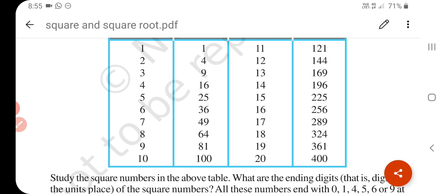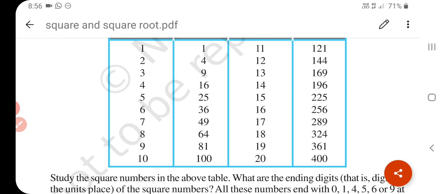If you see the squares of 1 to 20: square of 1 is 1, square of 2 is 4. So what is the sequence? Square of 2 is 4, so square of 12 is 144. See here, what is the similarity? When you square a number which ends with 2, your answer ends with 4. Now, first of all, we can see which number is the same.